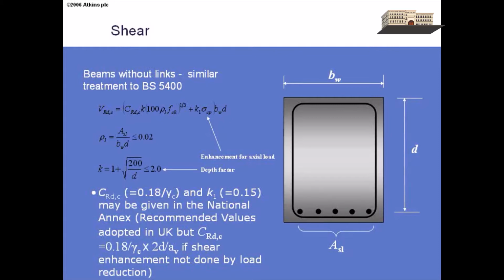I'll just mention now, in case I forget coming back later, I say the Eurocode, the National Annex accepts CRDC as 0.18 over gamma C. What it actually does is makes a slight tweak to that, and it redefines it as 0.18 over gamma C times 2D over AV to introduce some shear enhancement. That's not because the Eurocode doesn't have shear enhancement. It's because the Eurocode, the way it's written at the moment, tries to do it in a different way, which we in the UK consider is incorrect. So it's a bit of a fudge, and I'll come on to that in a minute.